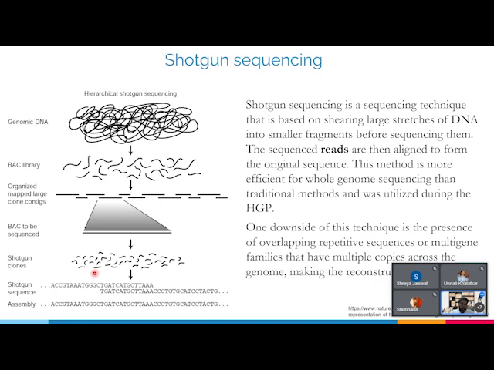And this is the major problem that was faced during whole genome sequencing: repetitive sequences such as those of the centromere and the telomere, as well as multi-gene families that have multiple copies of a gene throughout the genome, were difficult to place because they had multiple reads that were overlapping with other gene sequences and other locations as well. So that was the major problem faced during the human genome project. So that was shotgun sequencing. Anyone wants to ask anything from this?